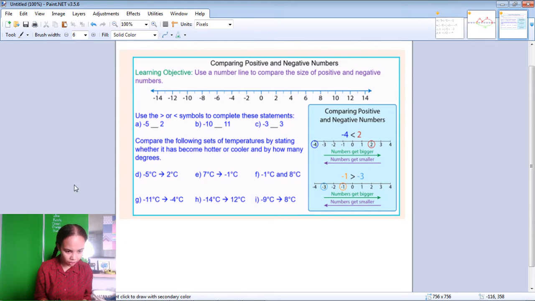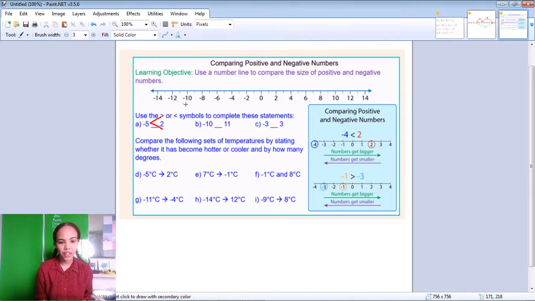Okay, so I can't use yellow because that's not a good color to use. I'm going to use red. So negative 5 is over here. I'm going to make a small X over there. We know that if we go that way, the numbers get bigger, and 2 is that way, so that would mean that negative 5 is less than. Okay, my pencil is a bit too thick. So I'm going to take this away, all the way from there to there. And we know now that negative 5 is less than 2.